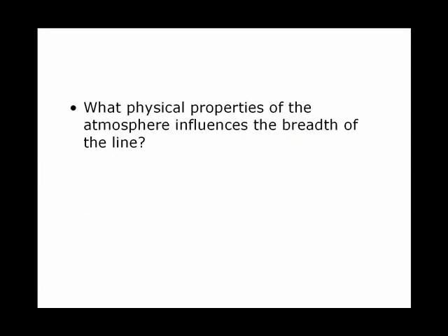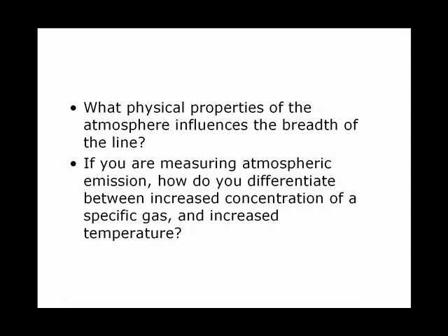So these are the 2 problems that I'm going to leave you with. One is to think about what are the physical properties of the atmosphere that influence the breadth or the thickness of the line, both emission lines and absorption lines. And also, if you're measuring atmospheric emission, how do you differentiate between increased concentration of a specific gas and an increased temperature? Because in both cases, either increasing the concentration or increasing the temperature will increase the total amount of electromagnetic radiation that's emitted at that particular frequency.